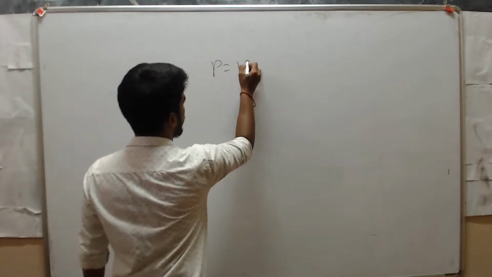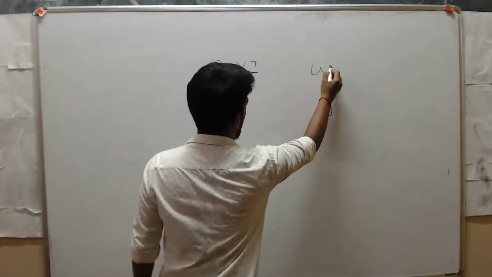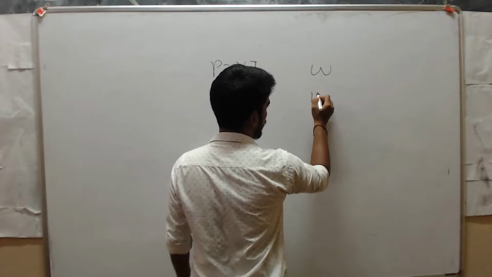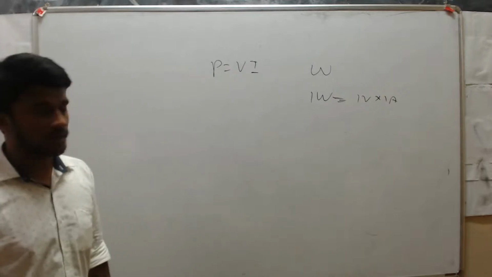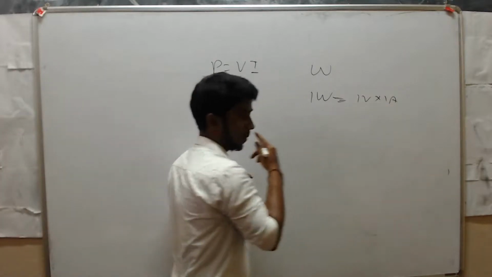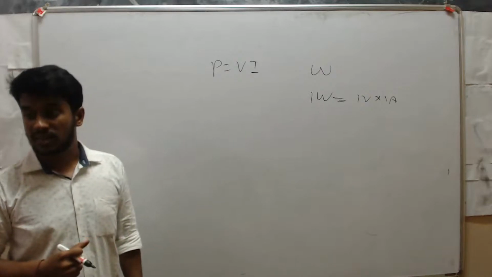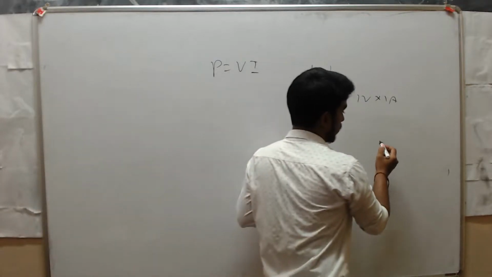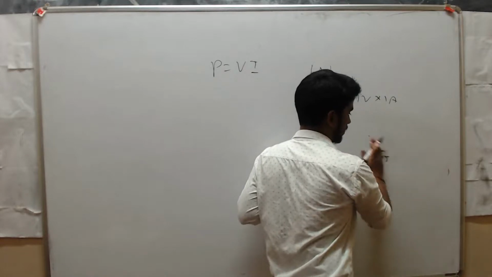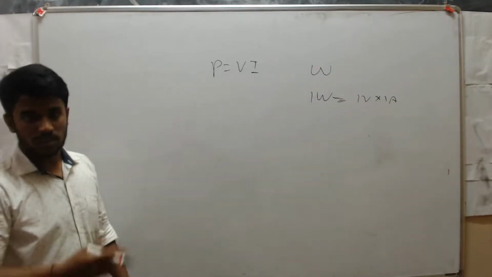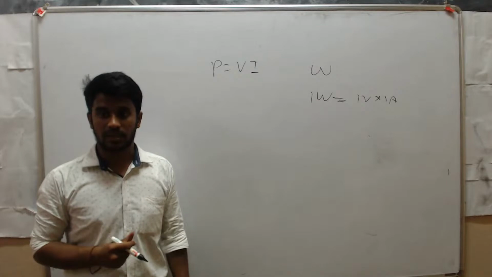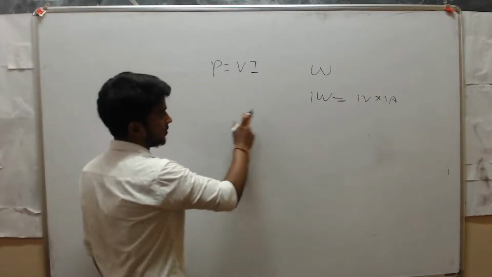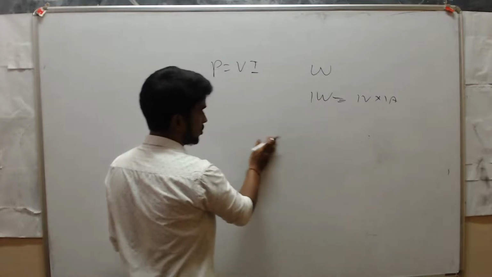Here power P is equal to V into I. The SI unit of power is watt. What is the meaning of 1 watt? 1 watt is equal to 1 volt into 1 ampere. If I ask you to define 1 watt, don't write 1 volt into 1 ampere, and don't write that 1 joule of work is done in 1 second. Write this: when a potential difference of 1 volt is applied and 1 ampere current passes through the conductor, the power is 1 watt.